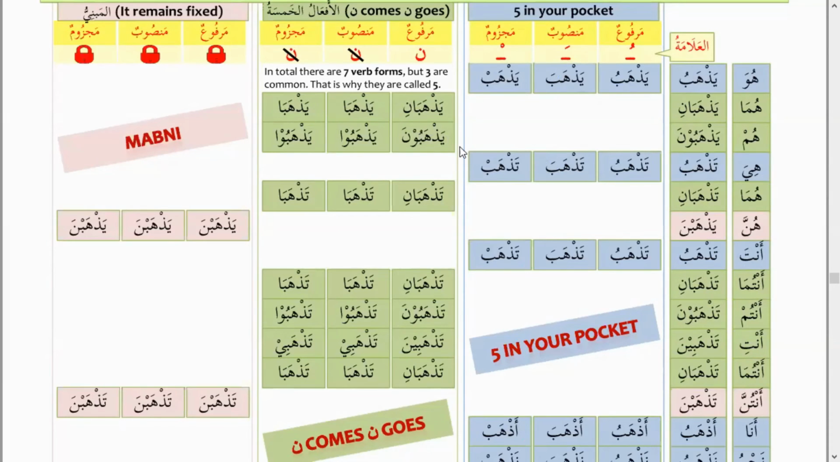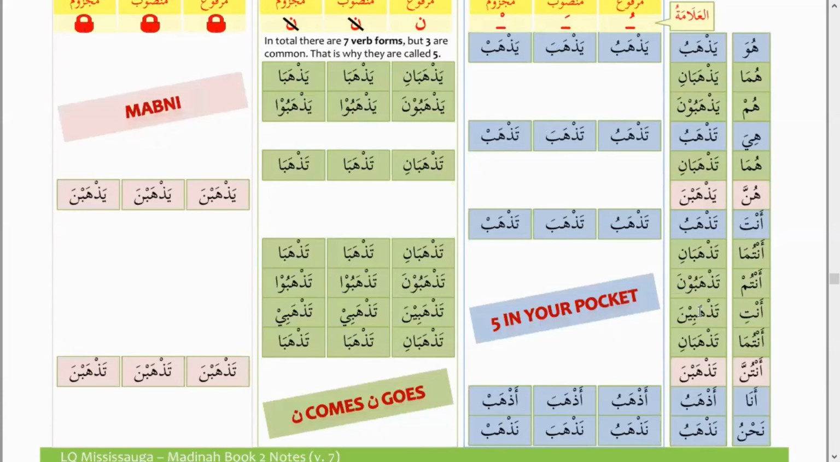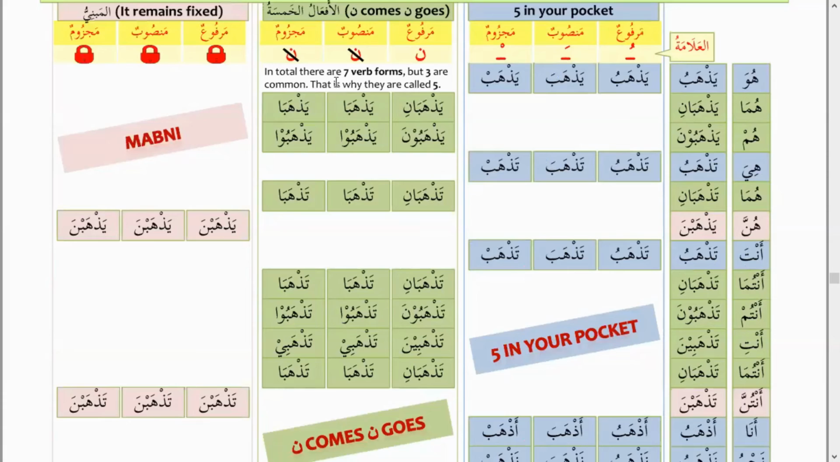In 7 of them, 3 are the same, right? So, yazhabani, the middle ones. Yazhabani, yazhabuna, tazhabani. Not this one, the pink one. Tazhabani, tazhabuna, tazhabina, tazhabani. That's it. 7. So, all of this, how do we make it marfu? Same. We don't do anything, right?